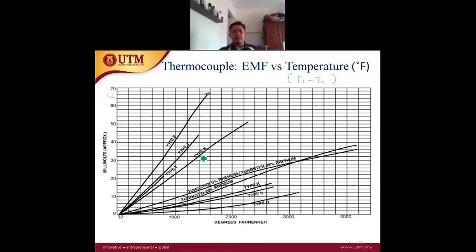So you can see the difference of response here. We can compare the sensitivity. Remember the sensitivity in chapter 1. Sensitivity is the change of output divided by the change of input. In this case, the change of output is voltage, the voltage delta divided by delta T. For example, if we look into this, type K is the moderate type. Moderate type means that it has the middle range of sensitivity.